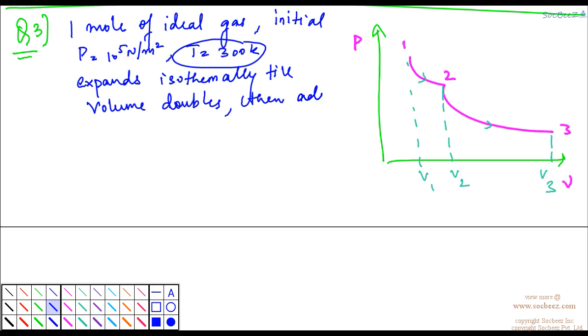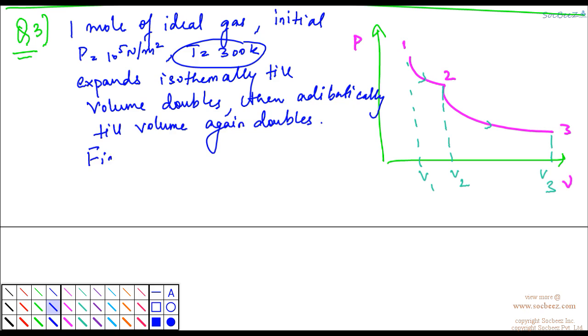Then adiabatically till volume again doubles. Find the final temperature and pressure of the gas. Also find the work done for isothermal and the adiabatic process.